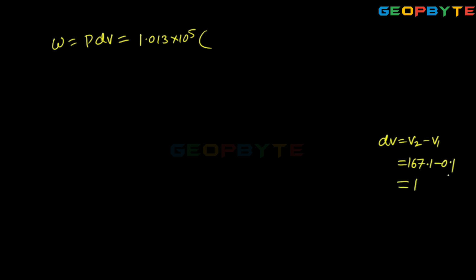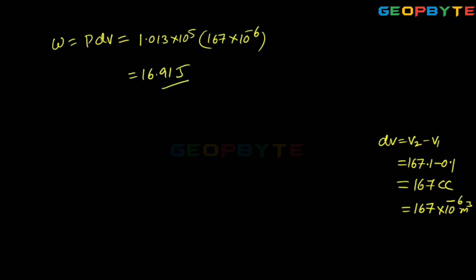It is 167 cc. It is equal to 167 into 10 power minus 6 meter cube. So 167 into 10 power minus 6 meter cube. You simplify this value for getting around 16.91 joules. That is the work. Okay.